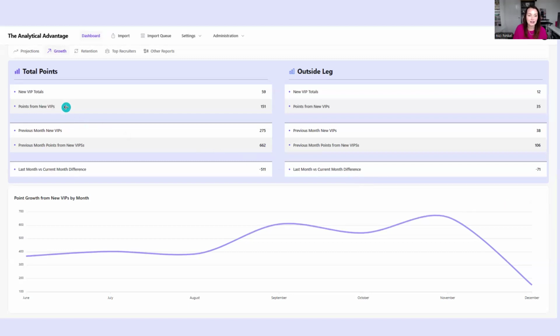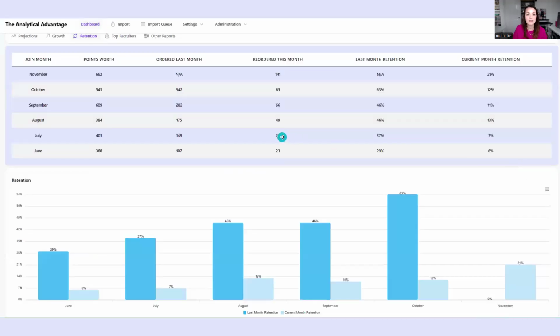That's why we have this section right here, points for new VIPs. And then you're able to compare it to last month. Last month I added 275 people and they were worth 662 points. And this has the difference. I'm down 511 points from last month to this month. Now, this report was ran earlier in the month, so of course you're going to be down if I'm running it on the 10th and comparing it to all of last month. Always keep that in mind and hopefully that gap keeps getting smaller and smaller. Then you can go up to retention and you're going to get this retention report.